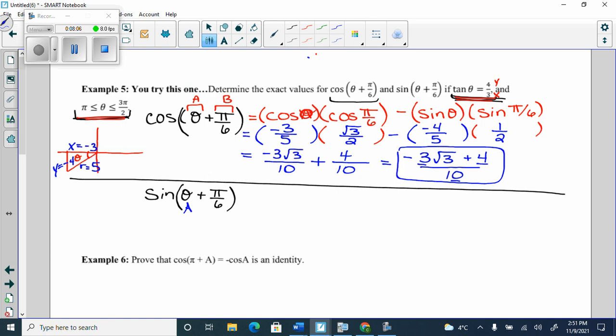So this is my A, this is my B. So I'm going to get sine theta cos pi over 6, because it's cos B, plus cos theta sine pi over 6.